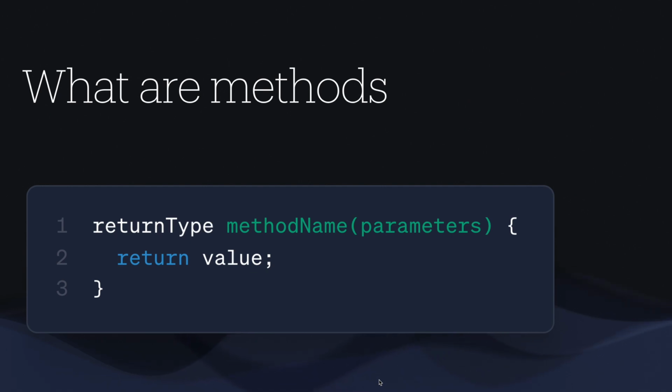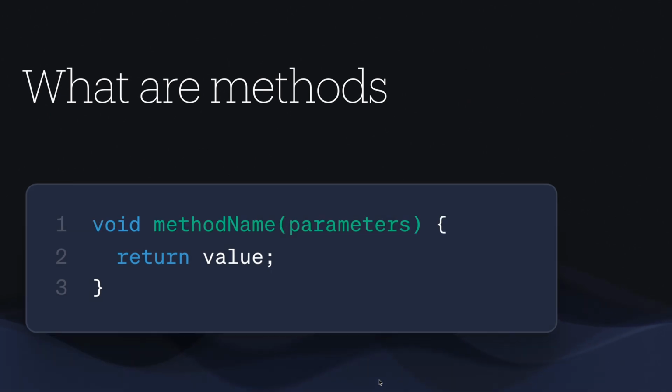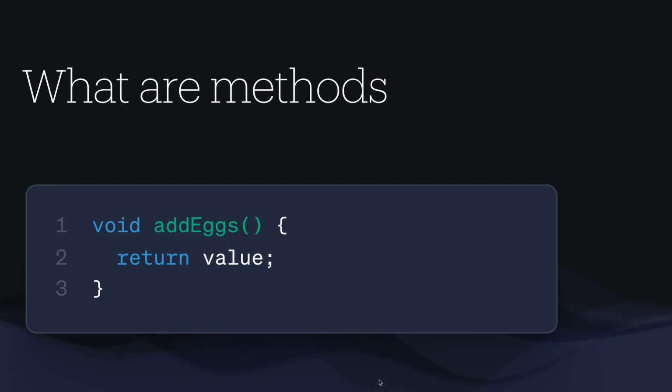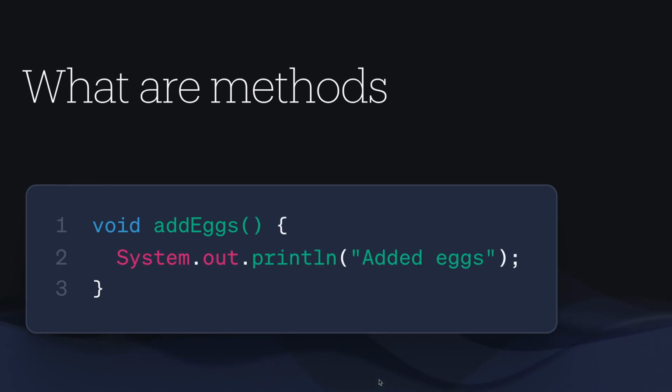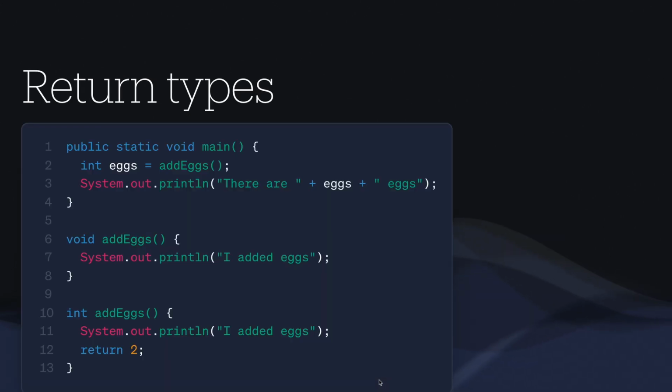Let's start with our add eggs method. We'll set the return type to void, the method name to add eggs, we don't need any parameters, and in the method body inside the curly braces, we don't need to return anything, so we'll just print out added eggs. The first part of a method is its return type. For the add eggs method we saw, we used void because we don't need to send any information back to the caller. We're just printing out something.